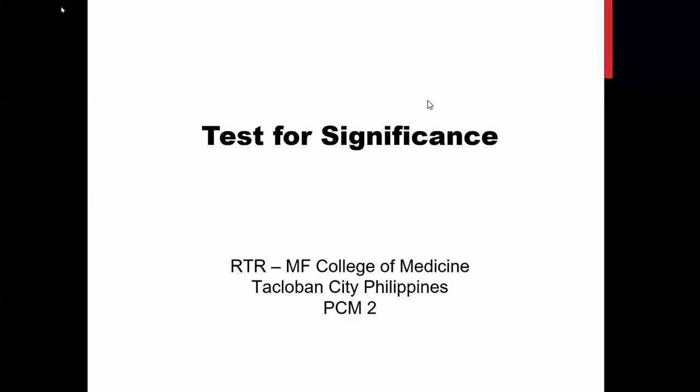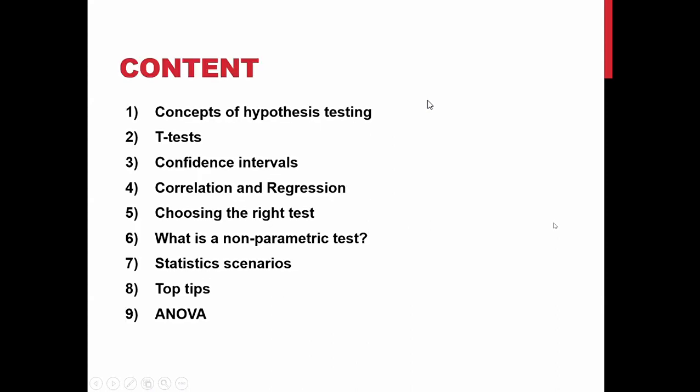The content of the lecture, next slide please, are the concepts of hypothesis, the t-tests, the confidence intervals, the meaning, the correlation and regression, and choosing what tests, especially for your research, on the continuation of your research for methodology in chapter 3. Then, the meaning of non-parametric tests, the statistic scenario, the top tips on how to choose the right statistics in statistical tests for that matter, and analysis of variance. Okay, next slide, please.